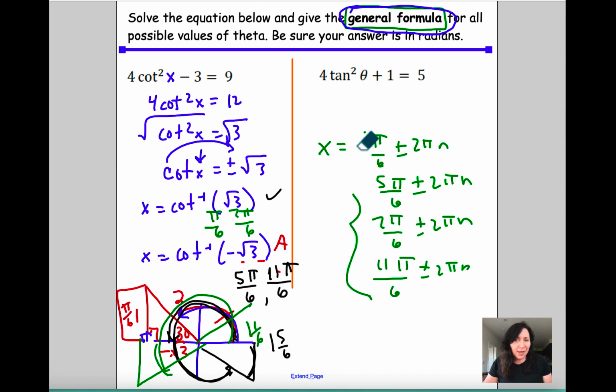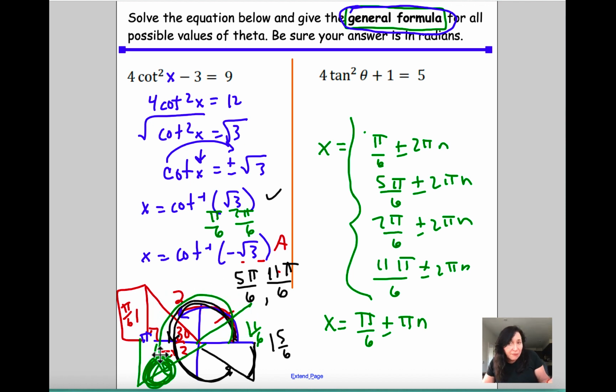Okay, but at the same time, think, do I actually have to write all 4 of those values, or could I just simply write pi over 6 plus or minus pi n? Meaning, if I'm here at pi over 6, and I were to add pi, I would end up over here at 7 pi over 6. So there's no reason to put 7 pi over 6, because I would get that by just adding pi.